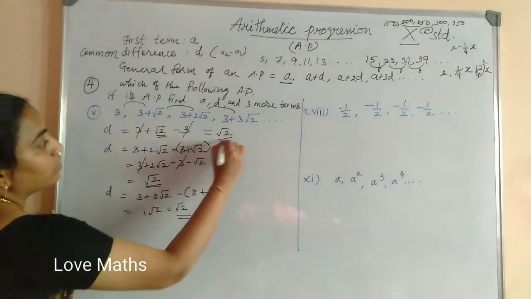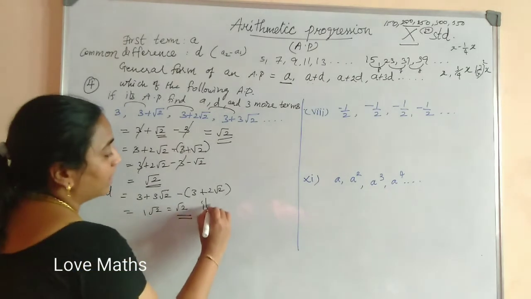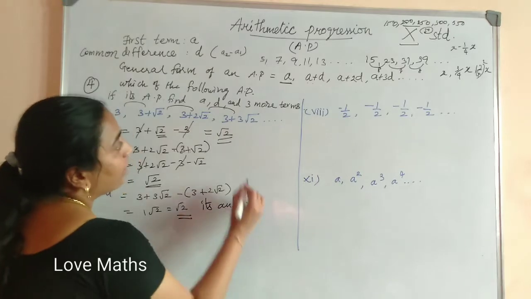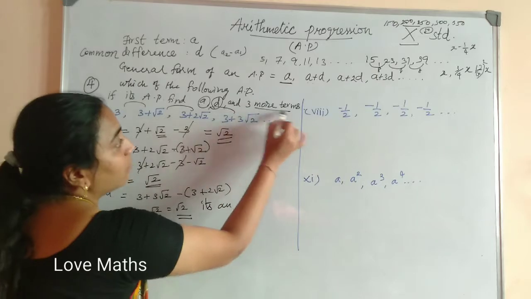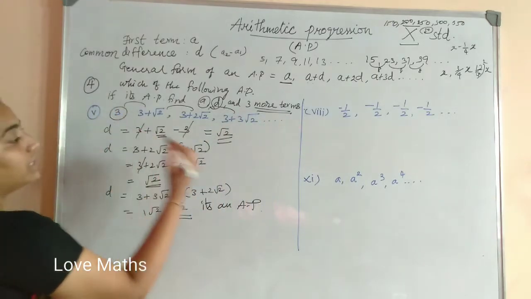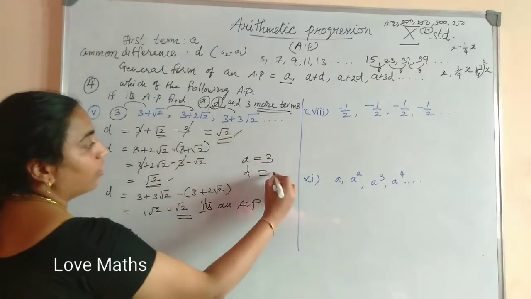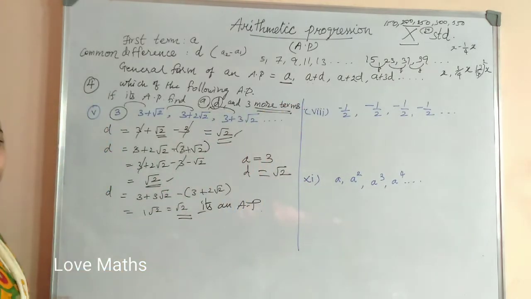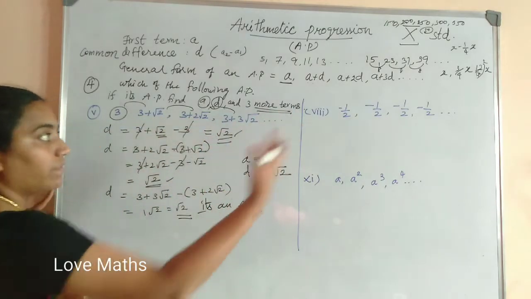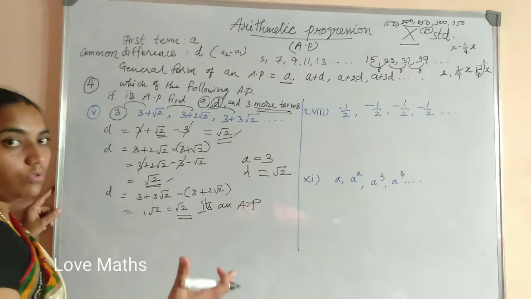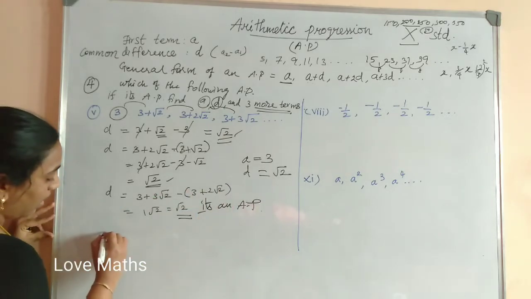So all the D values are equal. So it is an AP. If it is an AP, what do you want to find? A value, D value and 3 more terms. Clearly the A value is 3. D I already found: root 2. Now 3 more terms. The terms so far are 3 plus root 2, 3 plus 2 root 2, 3 plus 3 root 2. What will be the next terms? 3 plus 4 root 2, 3 plus 5 root 2, 3 plus 6 root 2. That's all. So these are the other 3 terms.